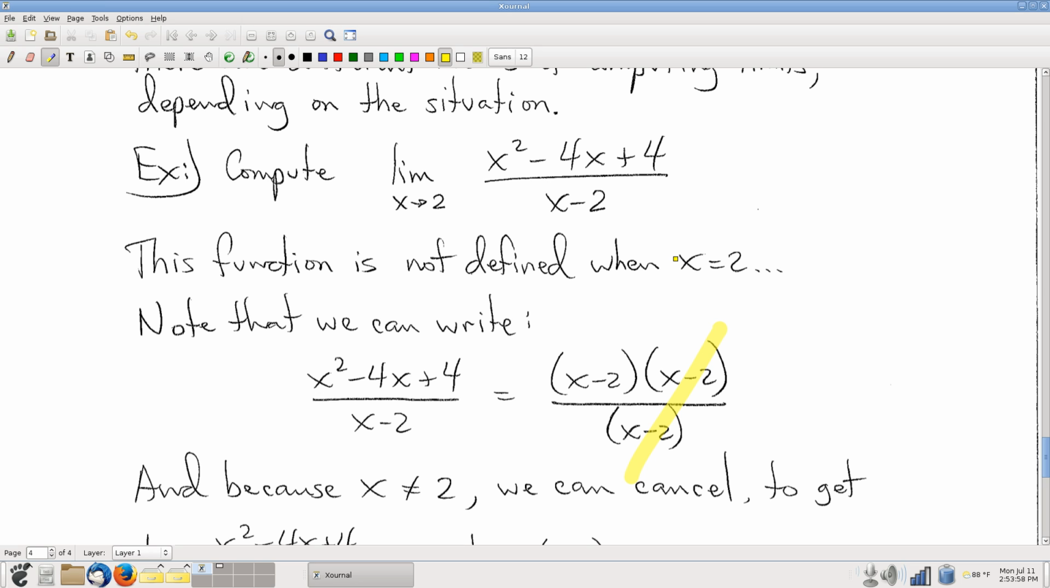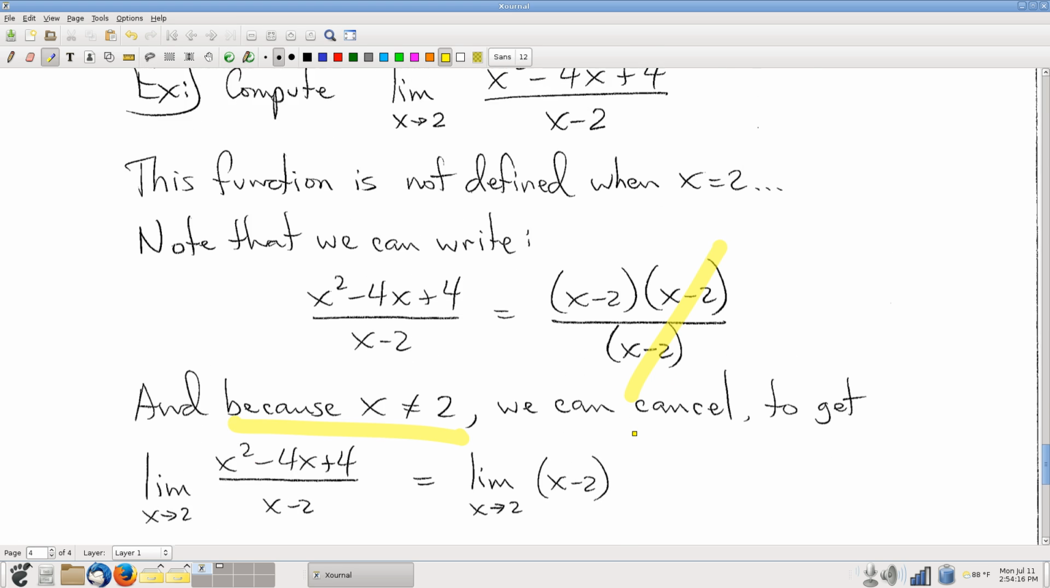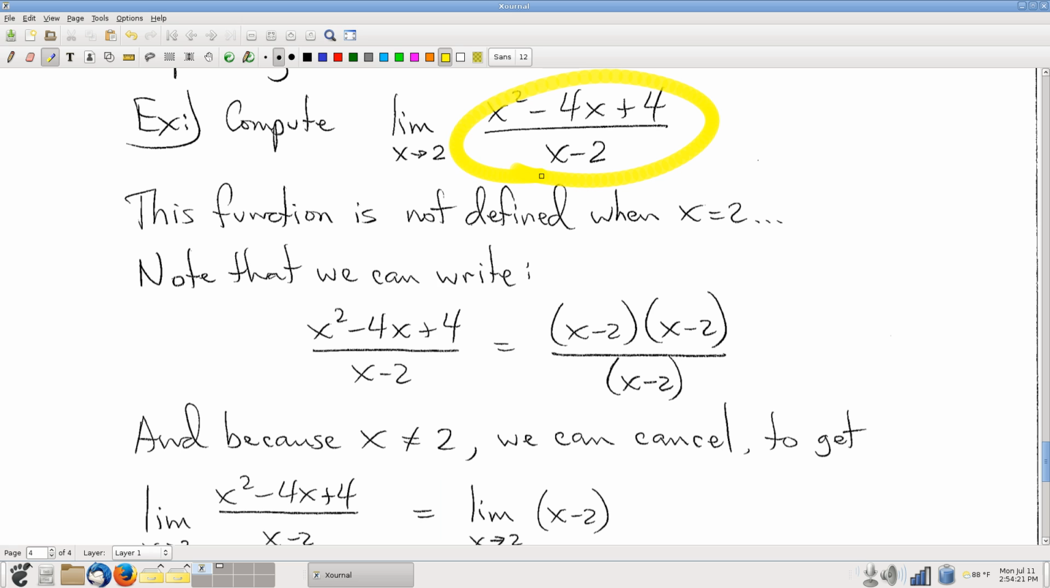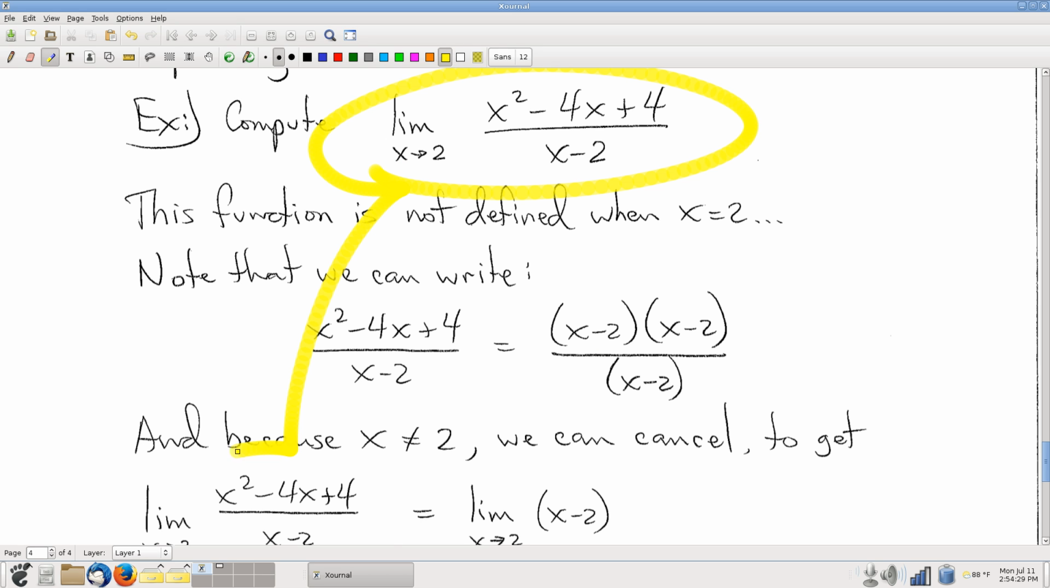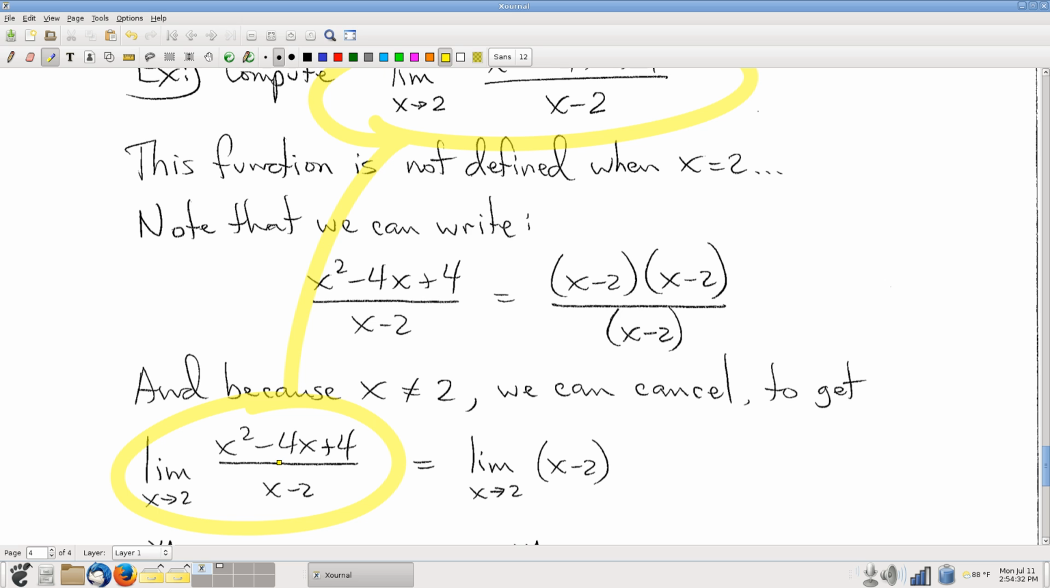The good news is x is not allowed to equal 2. In some sense, the whole reason we're here in the first place, wondering about the value of this limit, is the fact that I cannot plug in x equals 2. So because x is not allowed to equal 2, it's perfectly fine to cancel that, and therefore this expression that I'm interested in is just x minus 2, and therefore the limit that I'm interested in is the same as the limit of this function x minus 2.